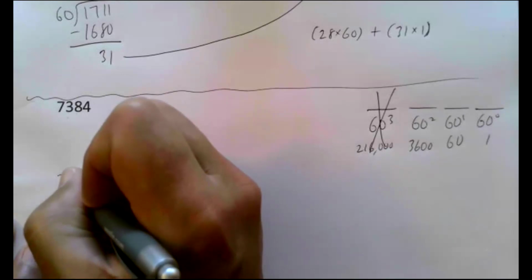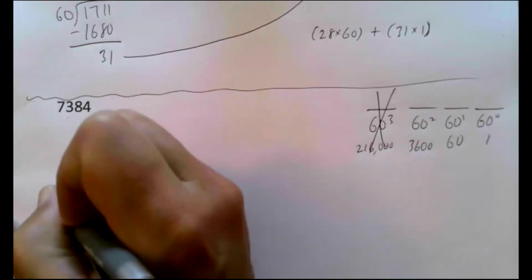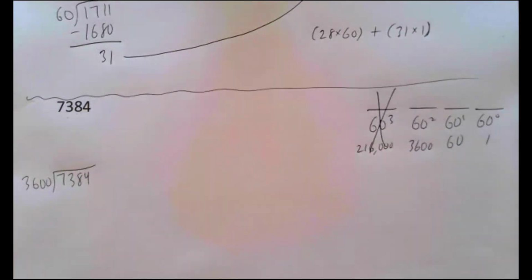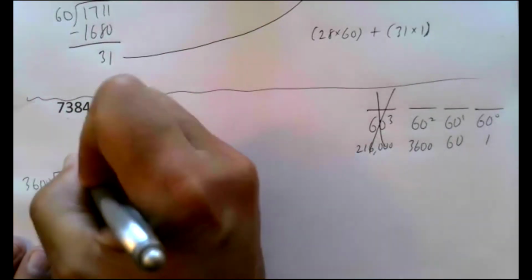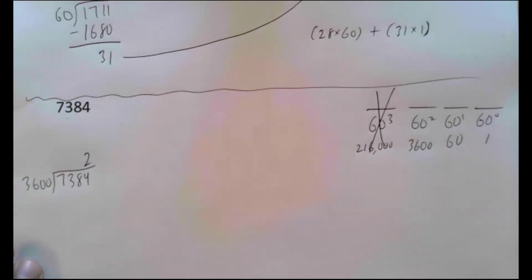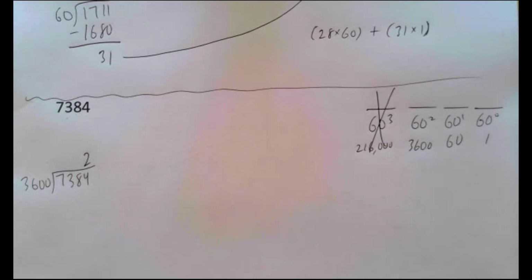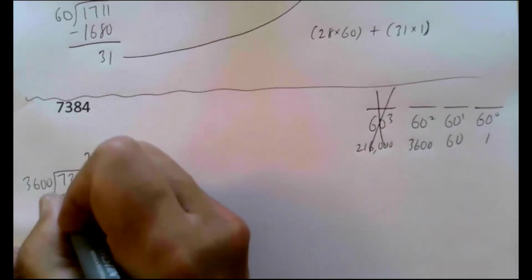So the long division is going to be 7,384 divided by 3,600. Go ahead and see how many times 3,600 fits in there. Divide 7,384 by 3,600 using the division sign on your calculator. It goes in twice. Ignore the decimal, just take the whole number. 2 times 3,600 is 7,200.